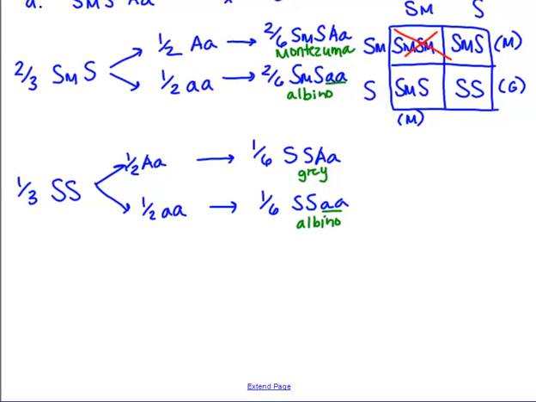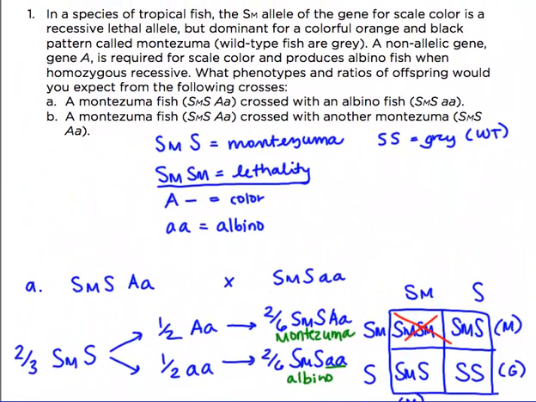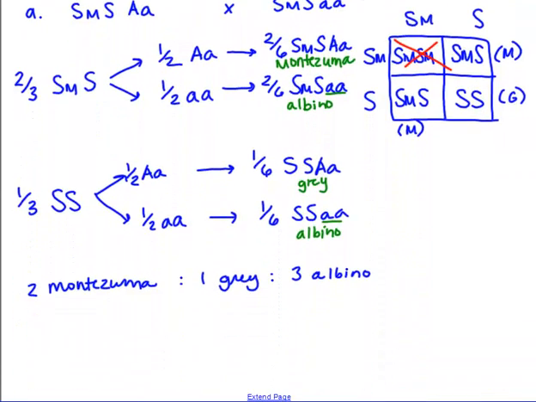So let's add them all together. For Montezuma, it is just 2 out of the 6, so we'll just say 2. For gray, it's 1 out of the 6. And for albino, it's 2 sixths plus 1 sixth, which is 3. So for part A, this is the ratio of offspring. Just write that here and box it in.